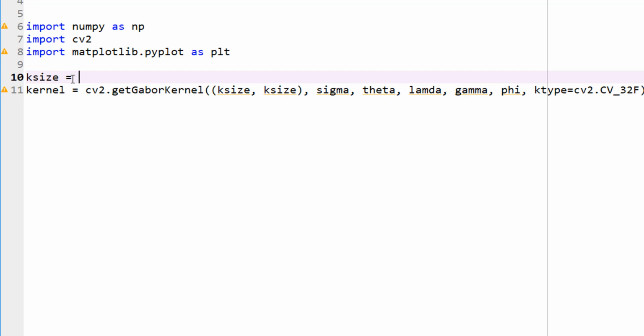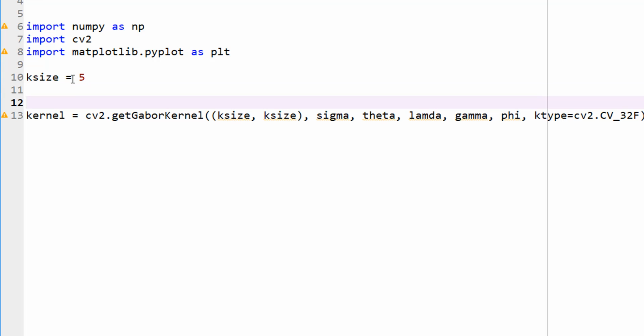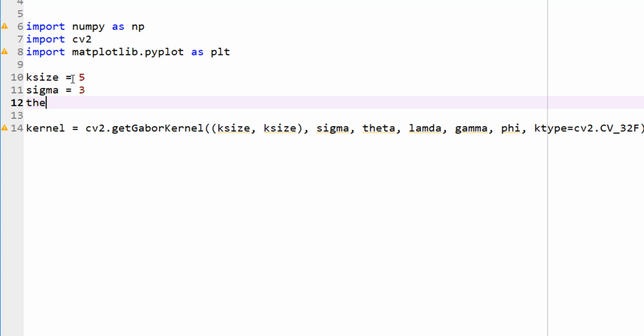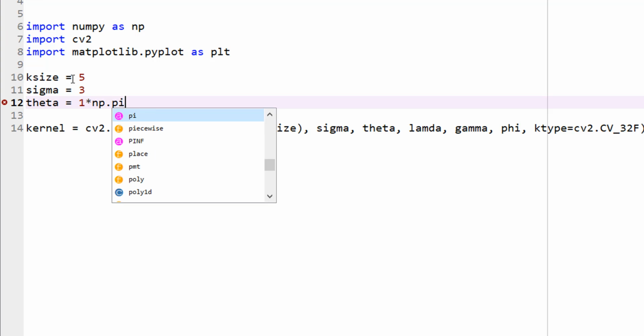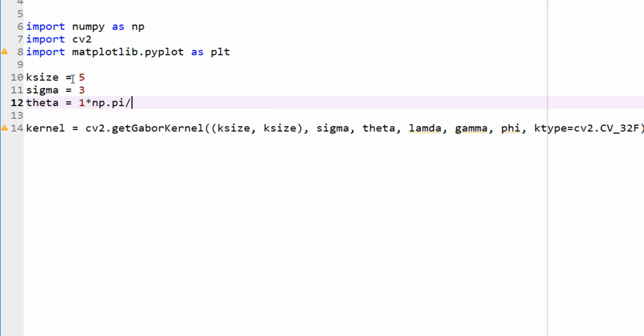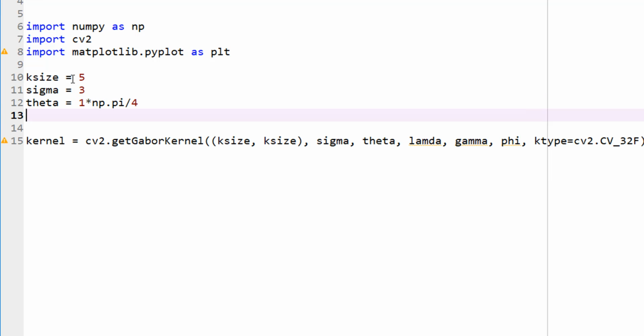Let's start with a kernel size of 5 by 5, and sigma of, let's say, 3. We are going to change these values to see how they look. And theta in radians, let's do pi by 4, which is np.pi over 4, from NumPy. We'll change that to 3 pi over 4 or pi over 2 in a minute.